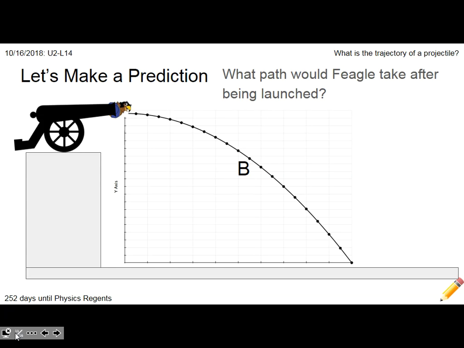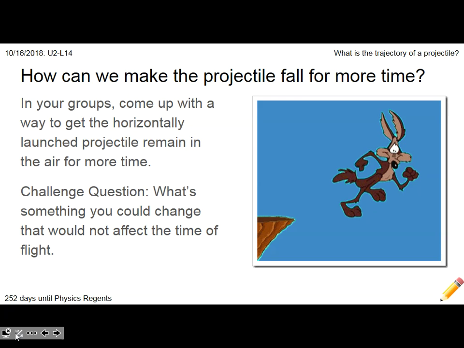So here's what I want you to think about in your groups. How could we get this horizontally launched projectile to be in the air for more time? What things can you change, or could you maybe not change, that would result in that? Take a minute, come up with some ideas, and then we'll do a share around the room again. What could you vary so it stays in the air for more time?